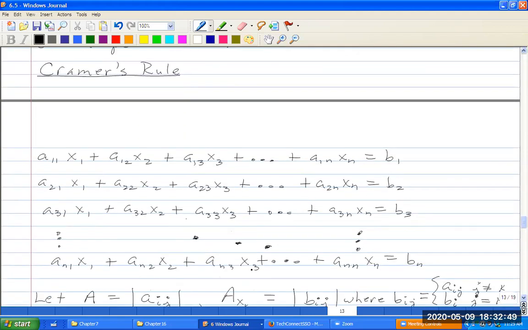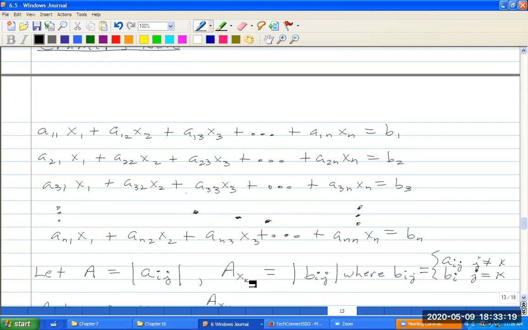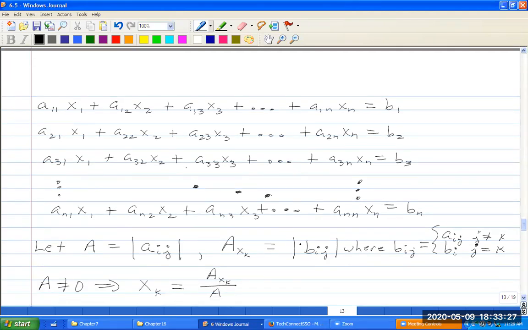Cramer's rule. Let A11 x1 plus dot dot dot A1n xn equal b1, and so on, down to A sub n1 x1 plus A sub n2 x2 dot dot dot A sub nn x sub n equaling bn. So let this be a system of linear equations. Let A be the determinant of the coefficient matrix. Let A sub xk equal the determinant of B sub ij, where Bij is A sub ij if j is not equal to k, and is equal to B sub i if j is equal to k.